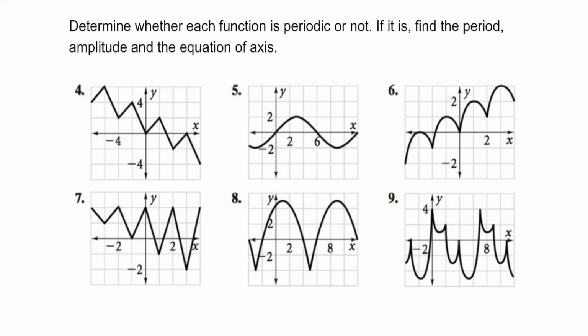Here's some more examples where we have to define whether it's periodic or not. And if it is, then let's get the amplitude and equation of axes along with the period. So for question number 4, this one is not periodic. Although it looks like there is a pattern there, it's not repeating y values. So that's important. We can see that here, the peak never shows up again. That's the thing with a periodic function, is that the peaks and the troughs need to be repeating as well.